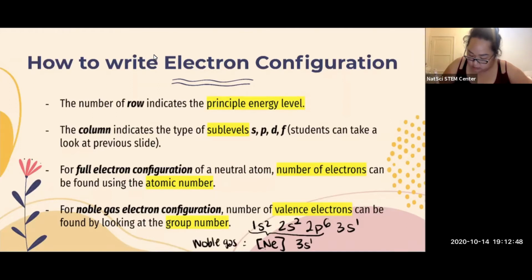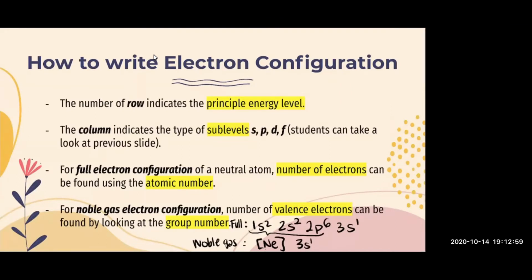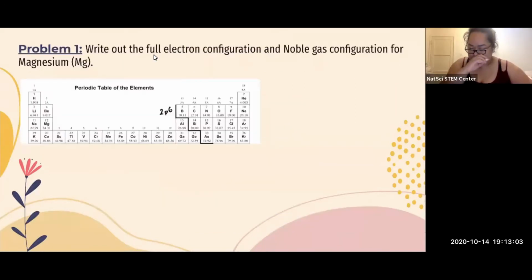This is your full electron configuration, and that's because it contains everything from the first energy level. So let's go into the next slide.